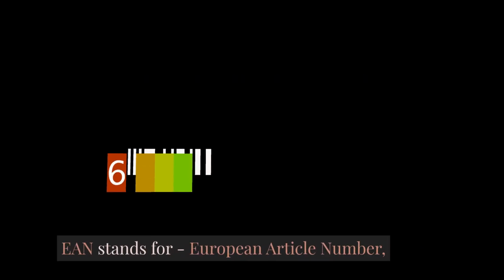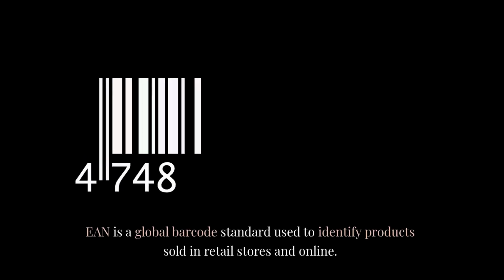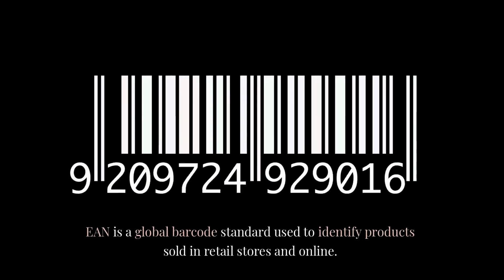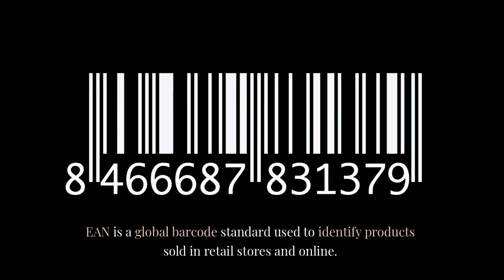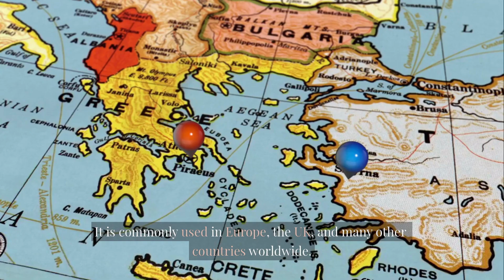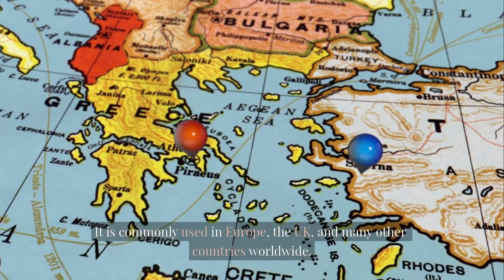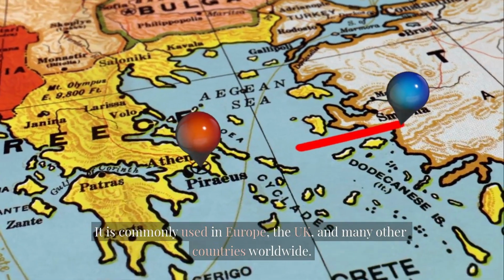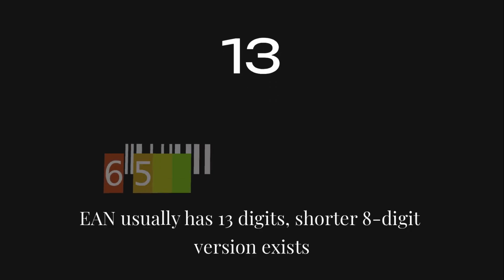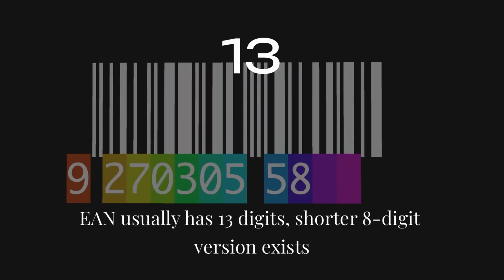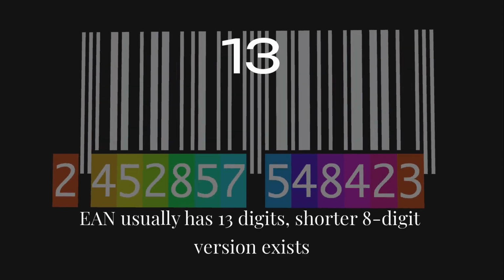What do EAN and UPC stand for? EAN stands for European Article Number. EAN is a global barcode standard used to identify products sold in retail stores and online. It is commonly used in Europe, the UK, and many other countries worldwide. An EAN usually has 13 digits, EAN 13, though a shorter 8-digit version also exists.